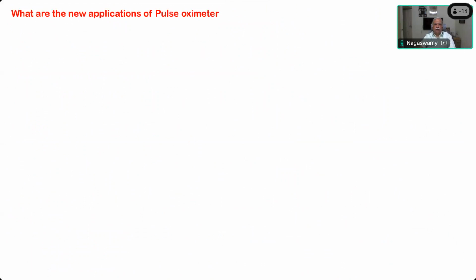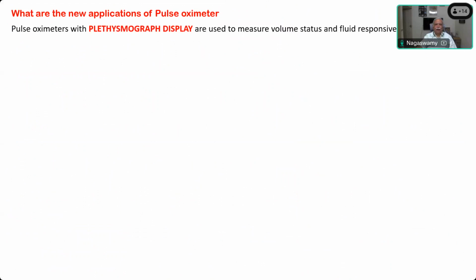What are the new applications of pulse oximetry? Are there any new applications other than just measuring the saturation? Can we use pulse oximetry for some other perfusion index? Perfusion index, that is part of the display you are getting. New application: fluid status and continuous cardiac output monitoring. You can use the plethysmography to measure the volume status and fluid responsiveness.